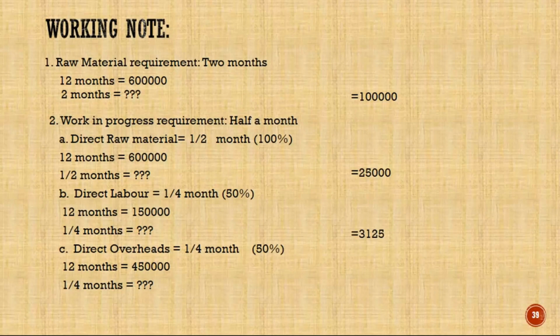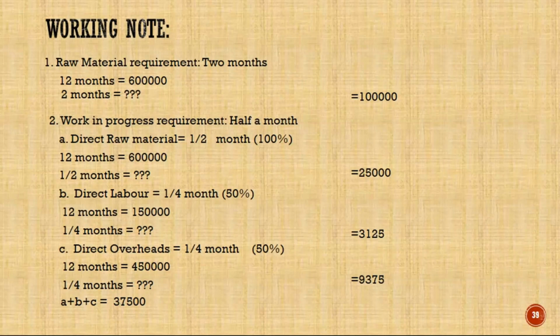Then for direct labor calculation, you can do it here and see what the answer is. It is 3,125. Then direct overhead is 9,375. Now we have to take the total of A, B, and C for identifying the requirement of work in progress. So let us do that. A plus B plus C is equal to 37,500. So this is the total work in progress requirement.